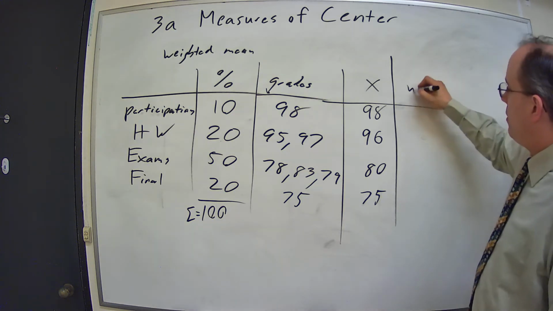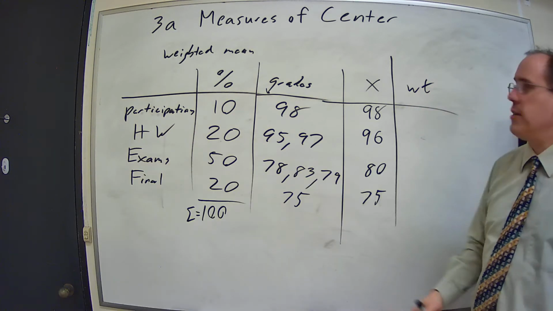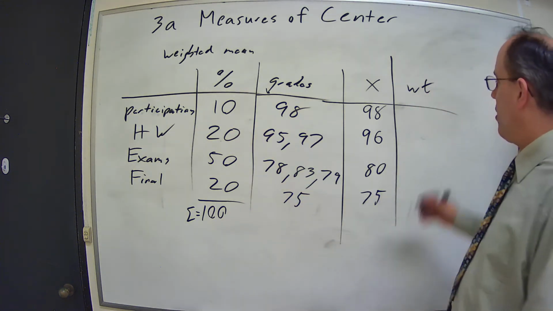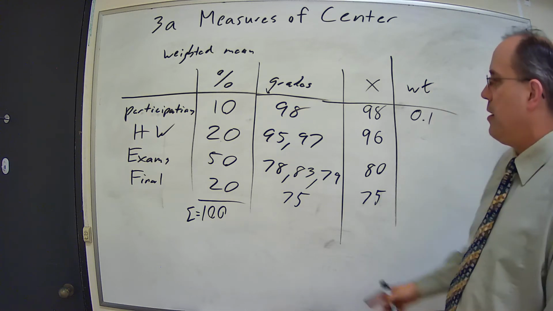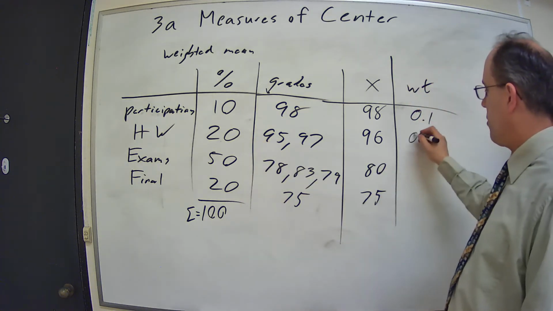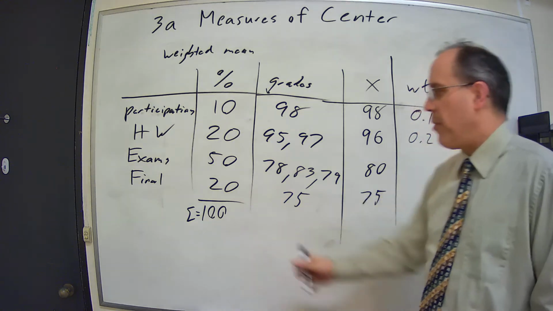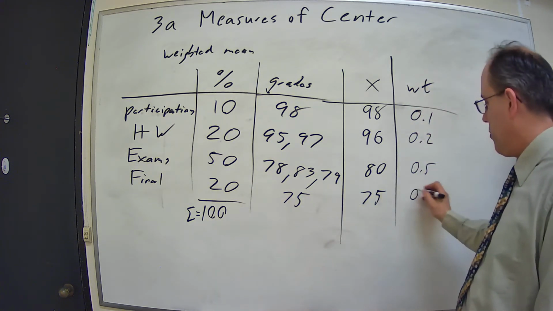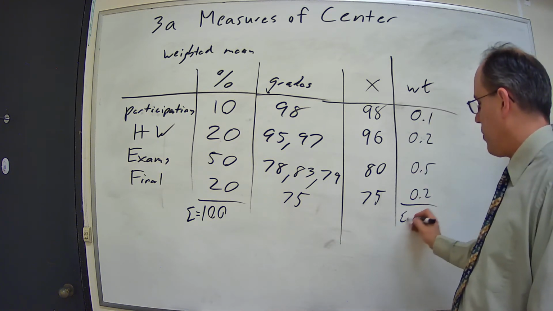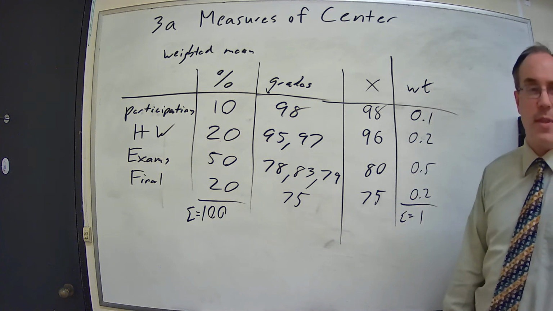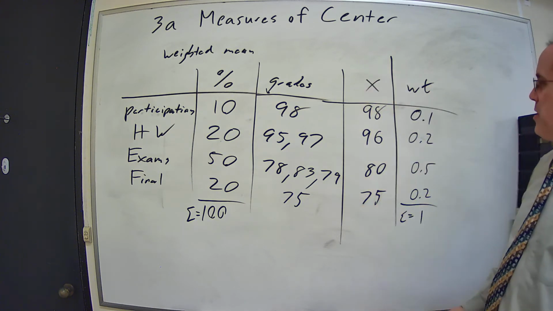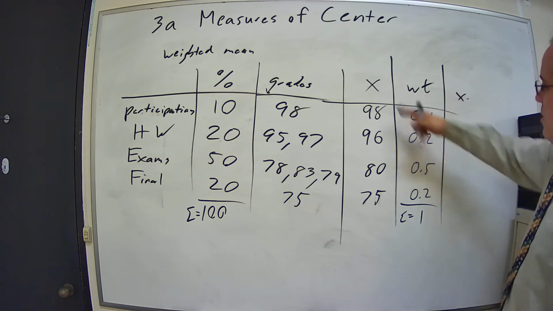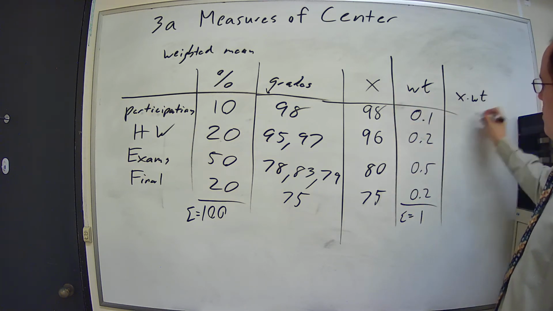So my weight, WT for weight, is 10 divided by 100, or 0.1. 20 divided by 100, 0.2. 50 divided by 100, 0.5. 20 divided by 100, 0.2, which obviously when we add those up gives you a total of 1. And this is why I like to do my weights this way, because it makes it nice and easy. Because my next step is I'm going to multiply each of these values times the weight.